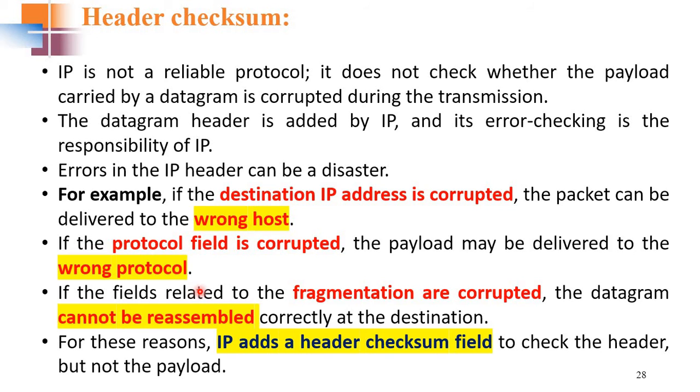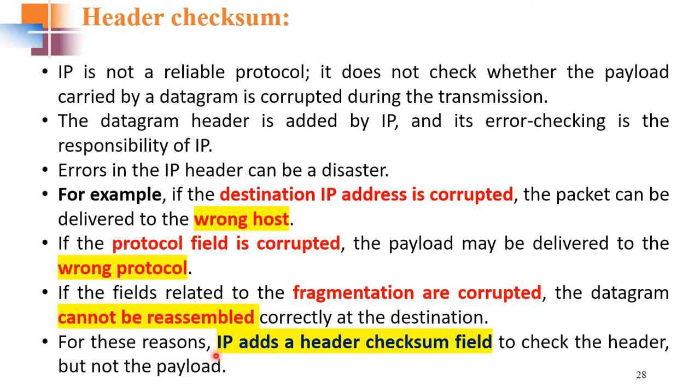So we are supposed to focus on the destination address, the protocol field, and the fragmentation process. If the fragmentation field is corrupted, what happens? We cannot do the reassembly at the receiver side. In any field, whether the IP address, the source address, the protocol field or the fragmentation field, if a bit value changes from 0 to 1 or 1 to 0, then we cannot recover your data at the receiver side.